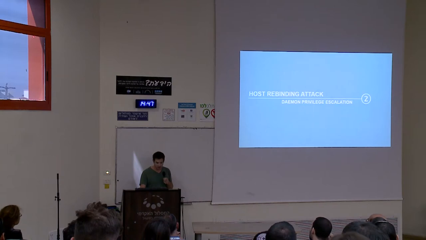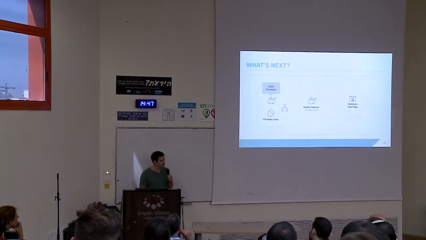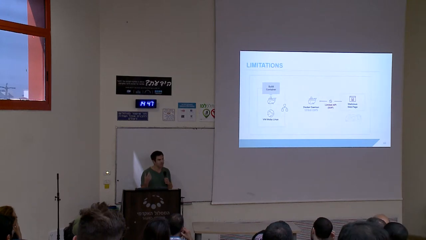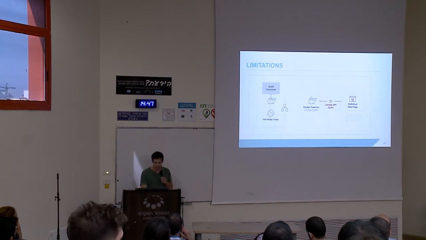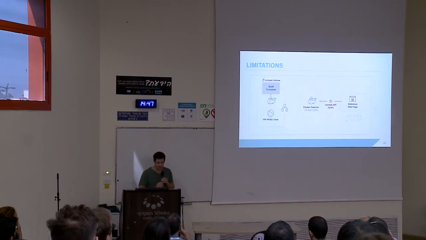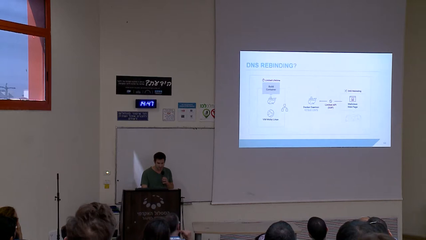And now we're going to go to the host rebinding attack. Of course, we asked ourselves, what is the next step of the attack? We have a malicious web page. We have a running container. But we are limited in what we can do. We can't do anything that we want in front of the Docker daemon. Our API is limited because of the same origin policy. And we have a limited lifetime of the Docker container. It won't run forever.